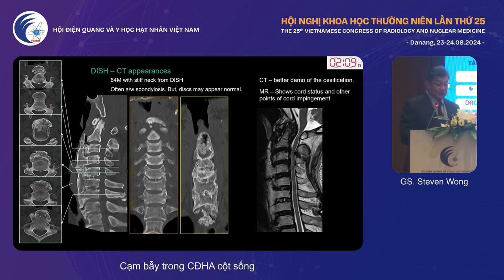So here, CT is actually better for demonstrating OPLL and DISH conditions. But you do the MR for the cord.